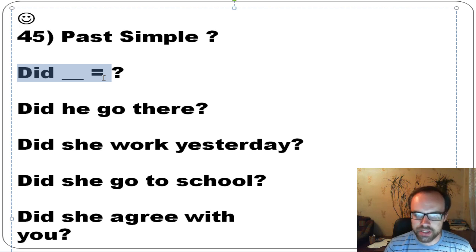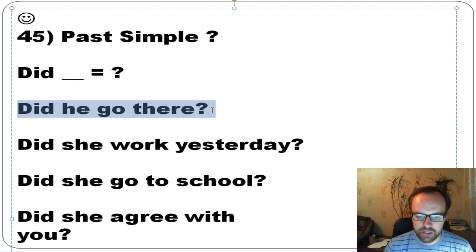So you always use did. You know that if we look at present simple, we use do or does in questions if we have a verb. So if we look at past simple, we use did in questions and we put it in the beginning. So you see, did he go there? Did she work yesterday? Did she go to school? Did she agree with you?